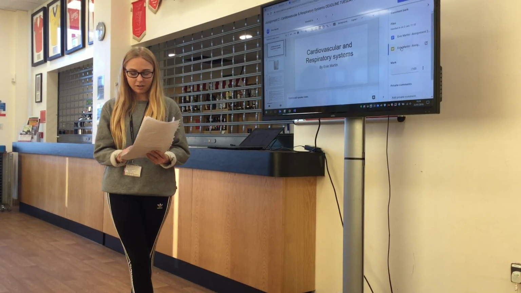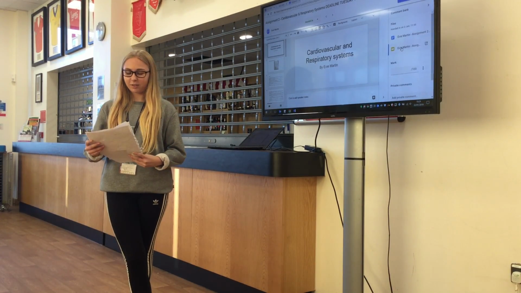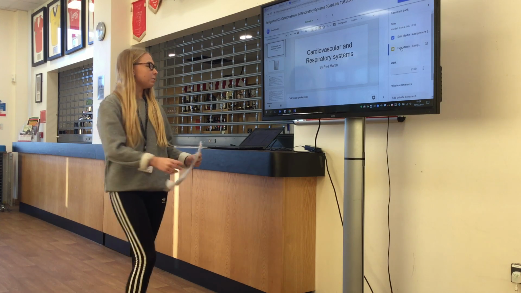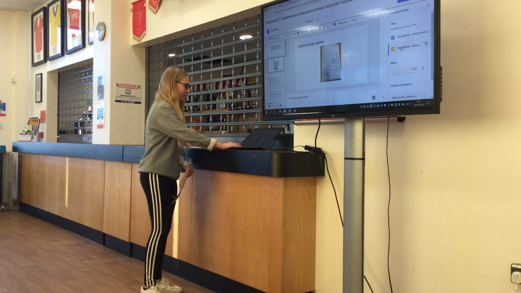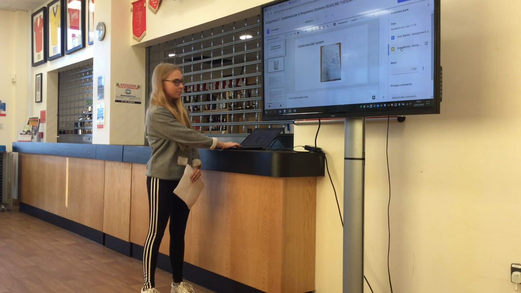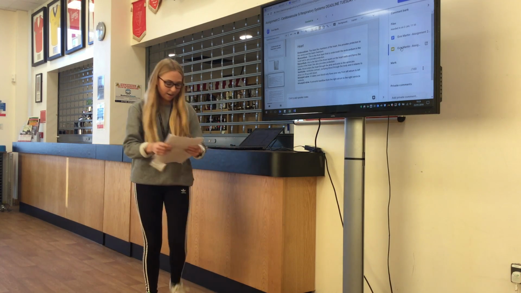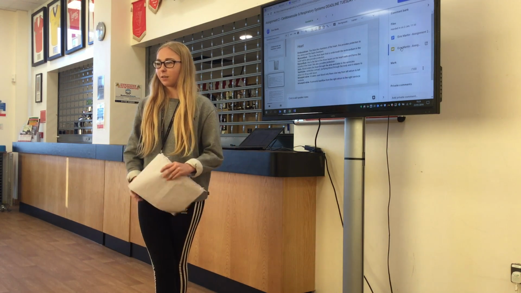My presentation on the cardiovascular and respiratory system. So, starting off with the heart. That's a diagram that I drew. The heart consists of 3 layers.